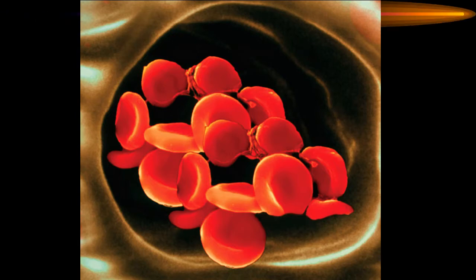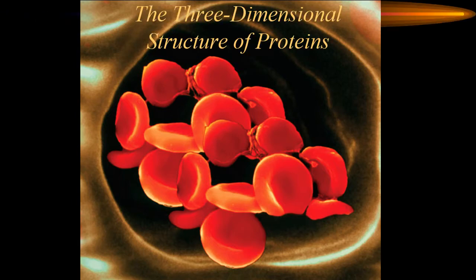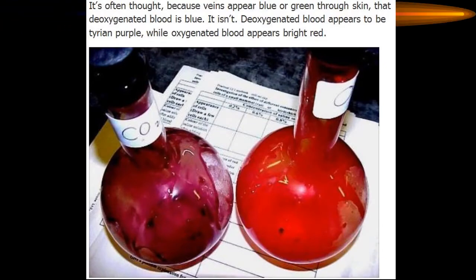Okay, so let's now go to other proteins. But before we do that, let's dispel some of the common misconceptions that deoxygenated blood is blue and oxygenated blood is red. You may see it because our veins, if you look at our skin, appear greenish or bluish, and we think that deoxygenated blood is blue.